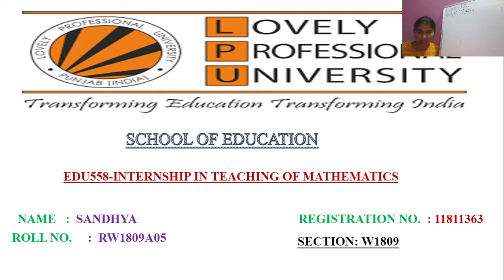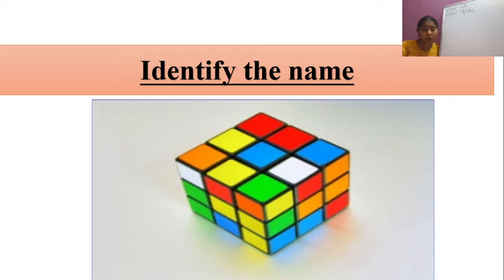Okay students? So students, I have one image for you. You have to identify the name. I also have it in my hand. So what is this, students? Have you played this game with this object? Yes? Write down your answer in the comment box. Yes, this is a Rubik's cube, right?